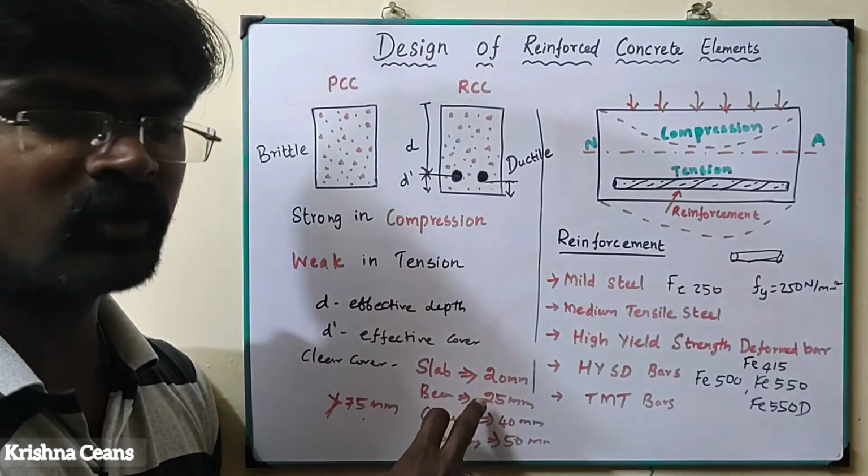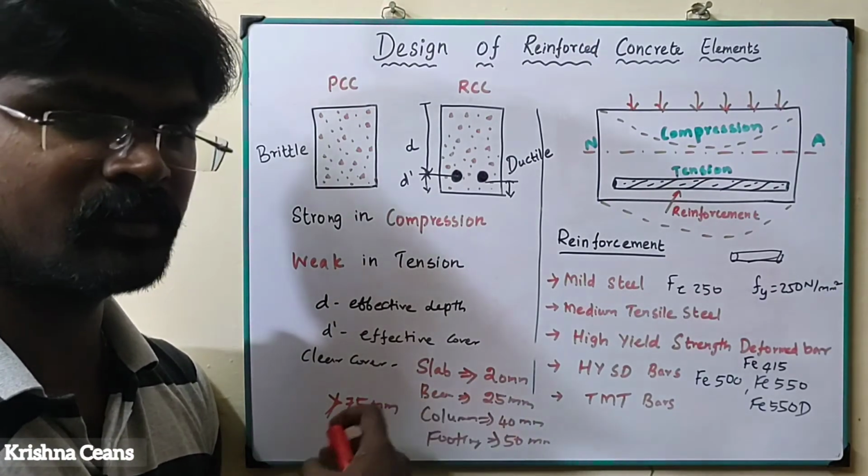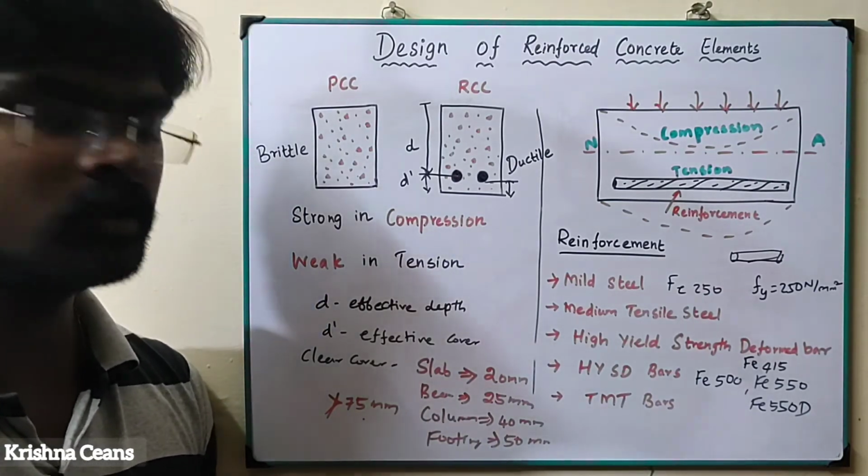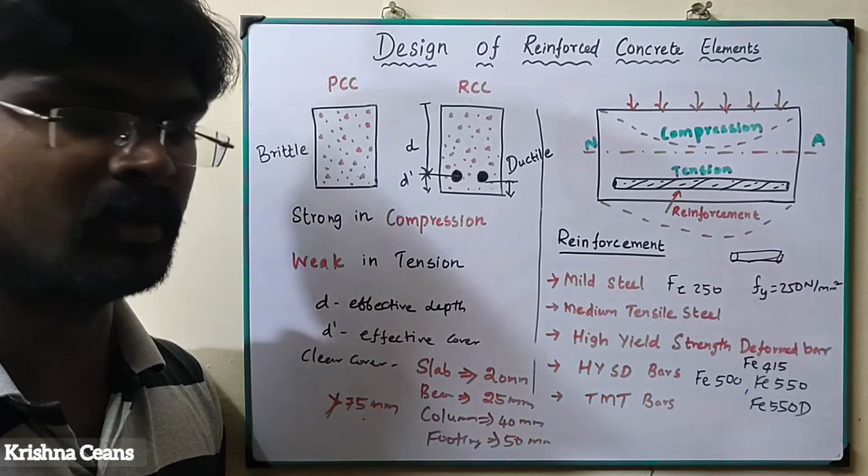It should maintain a minimum. At least, we have a requirement of 20 mm for the slab, 25 mm for the beam, 40 mm for the column, 50 mm for the footing. It should not be greater than 75 mm.